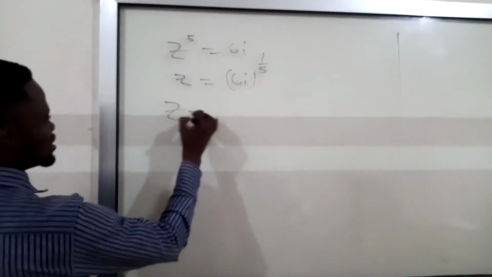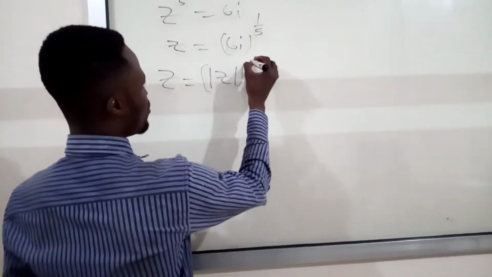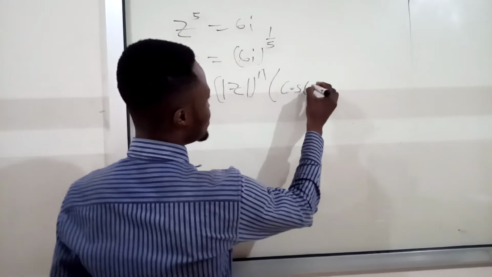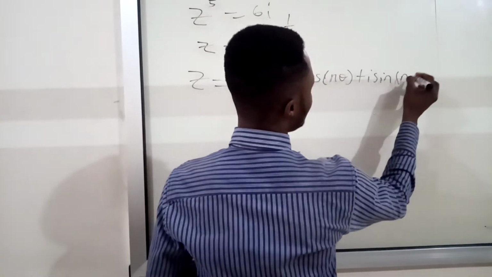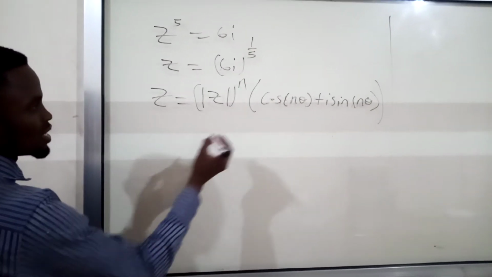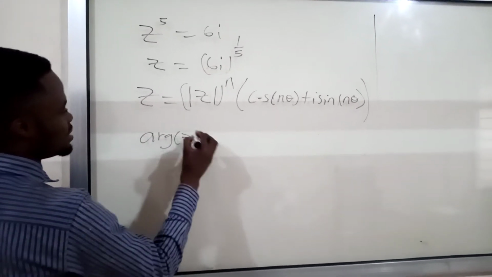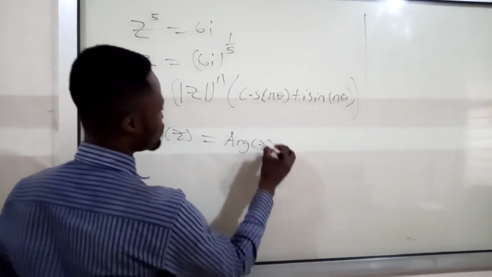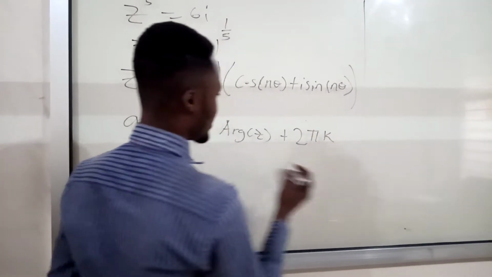The general formula is Z equal to the magnitude of Z, then raised to the power of n, then we have cos n theta plus i sin n theta. Here, what is your theta from this one? We know that this Z is equal to the capital one, which is this one, plus 2 pi k.